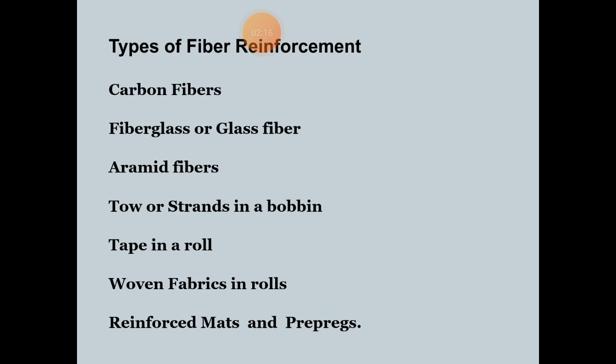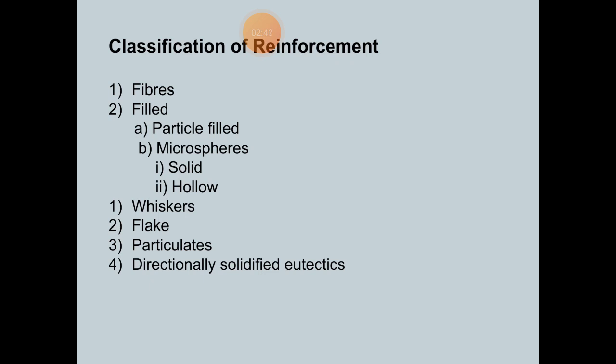Now, there are various types of fiber reinforcement: carbon fibers, fiberglass or glass fibers, aramid fibers, tow strand in bobbins, tape in roll, woven fabrics in rolls, reinforced mats, and prepregs. In this classification, reinforcement is divided into various types, which we discuss further: fibers, filled, viscose, flake particulate, and directionally solidified eutectics. Then filled is classified into two types, particle filled and microsphere. And microsphere is further subdivided into solid and hollow.